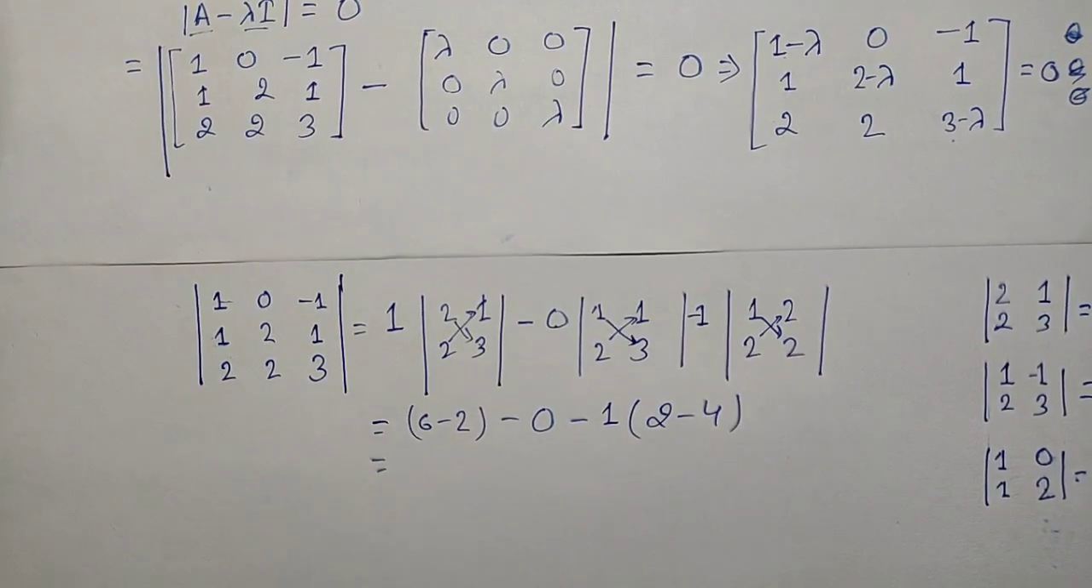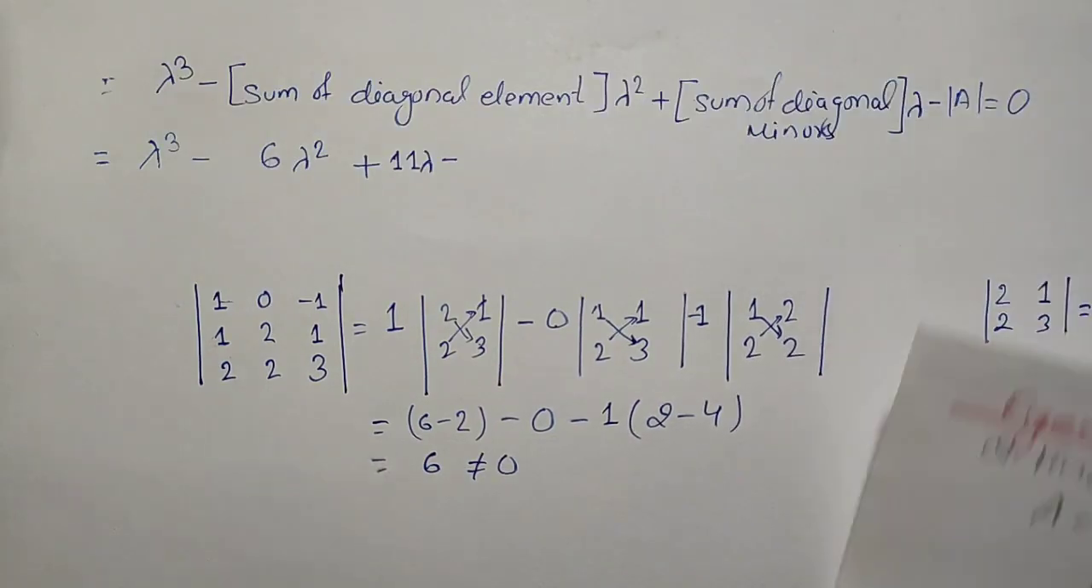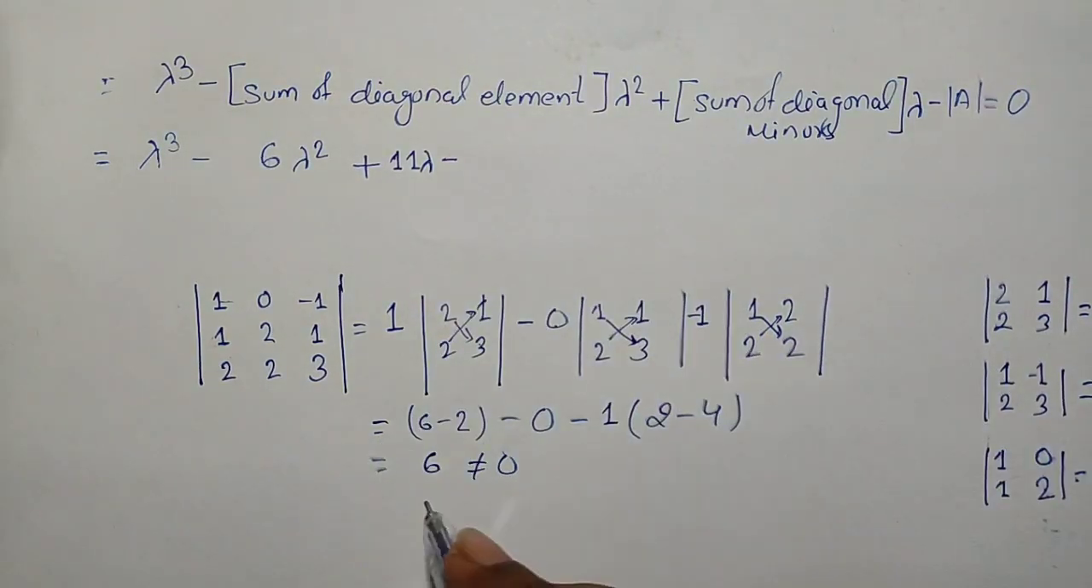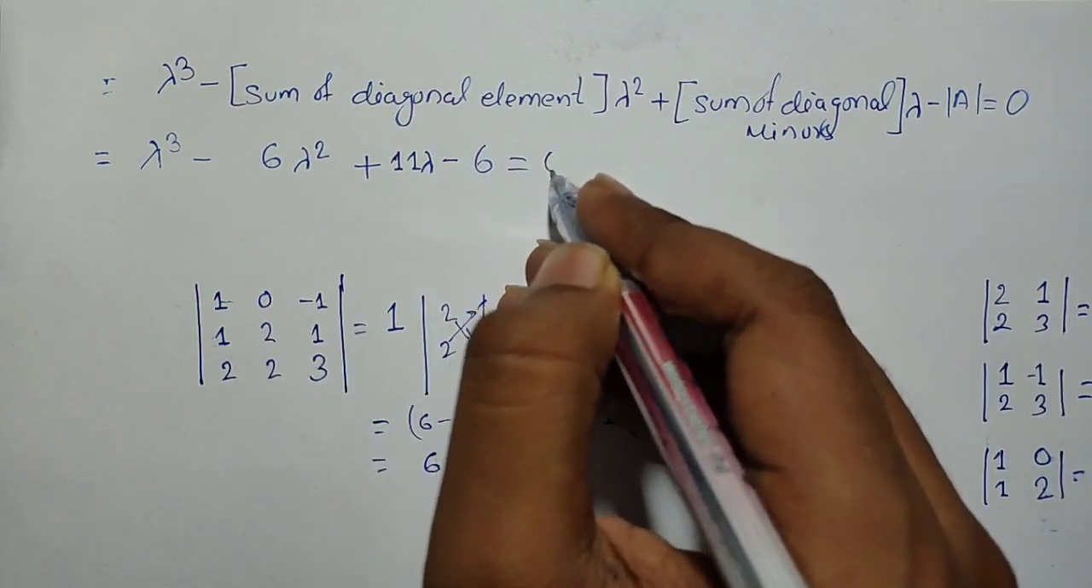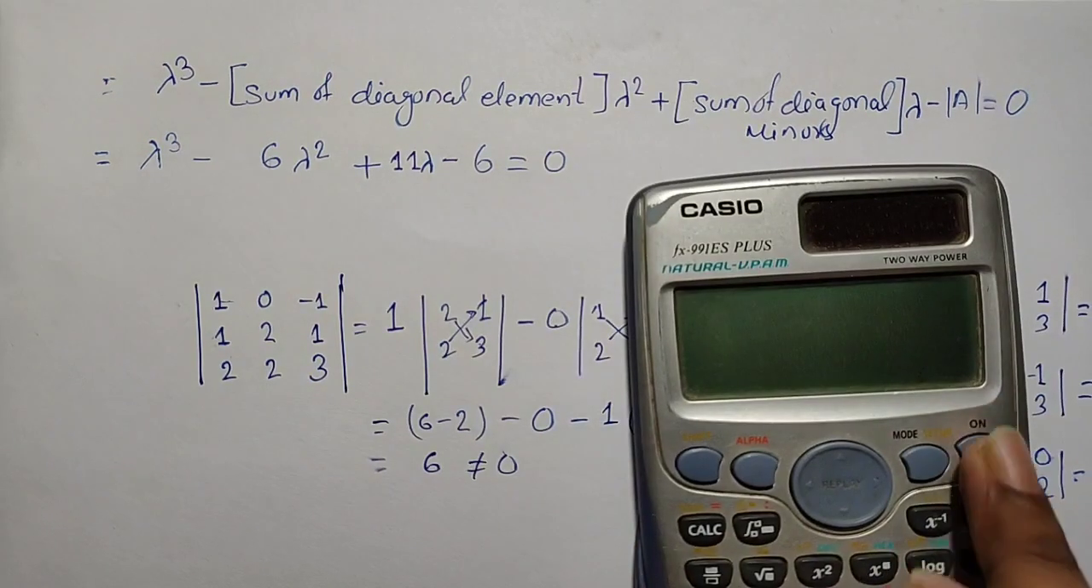Now find the final value of the determinant. So here we will get 6, which is not equal to 0. Now put the value of the determinant here, minus 6 equals to 0. Now solve this equation using a calculator. Now see here guys, I am going to show you how to solve the equation using a calculator.